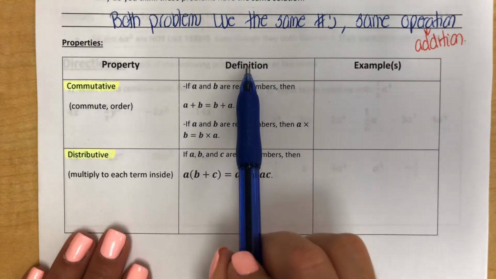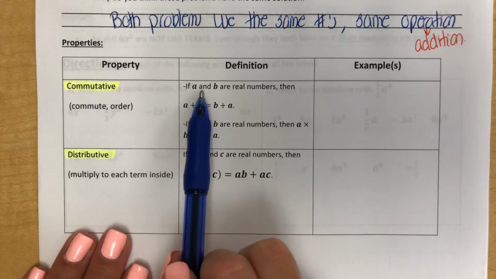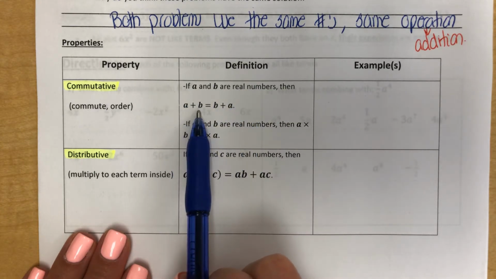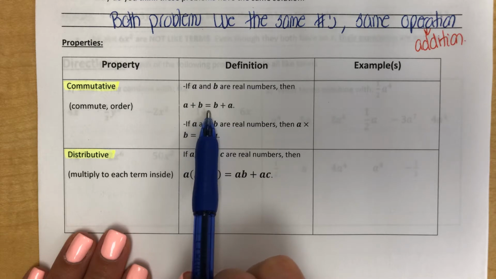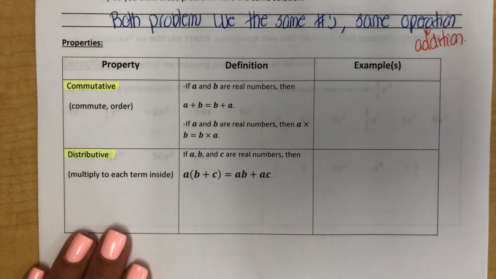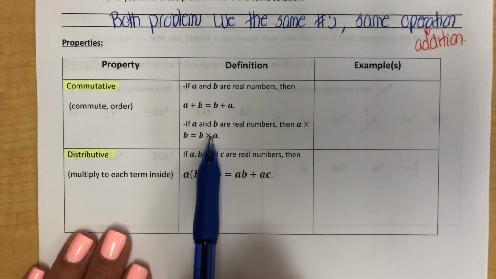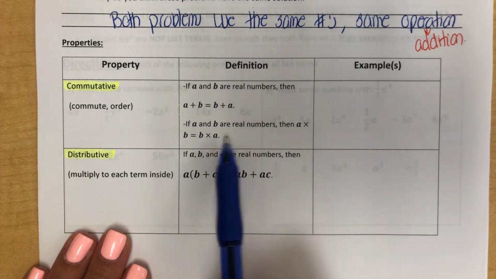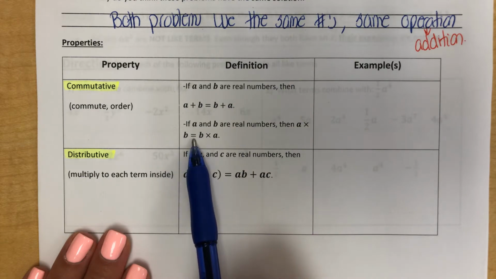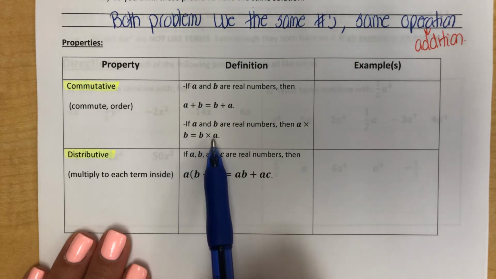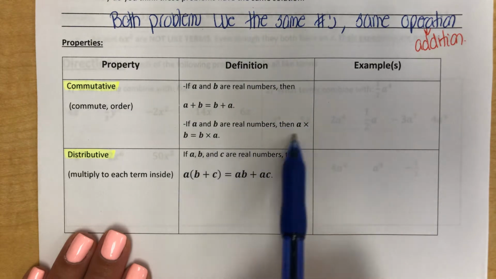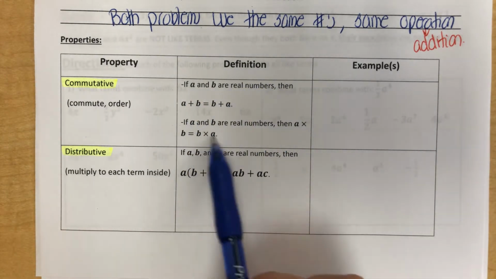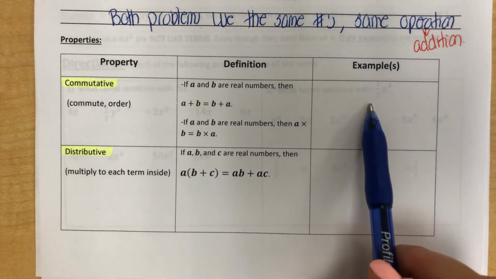So if I look at the definition, it says if A and B are real numbers, then A plus B is going to equal the same thing as B plus A. Same thing with multiplication. If A and B are real numbers, then A times B should be the same thing as B times A. Now, I know just like you boys and girls, I don't really learn a lot from this. I need to see a real example.